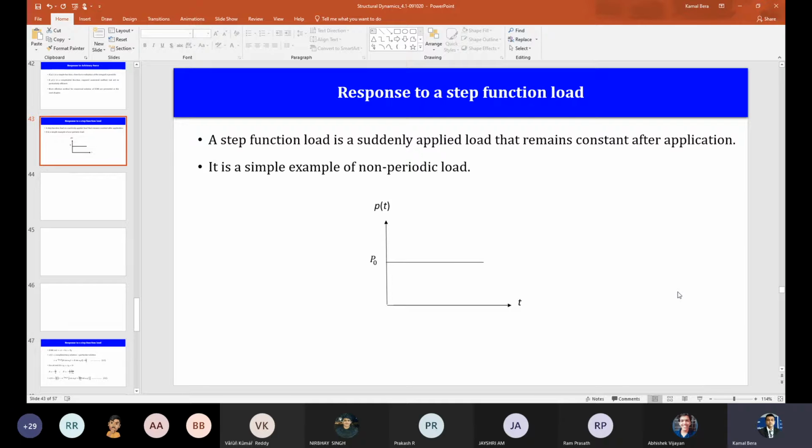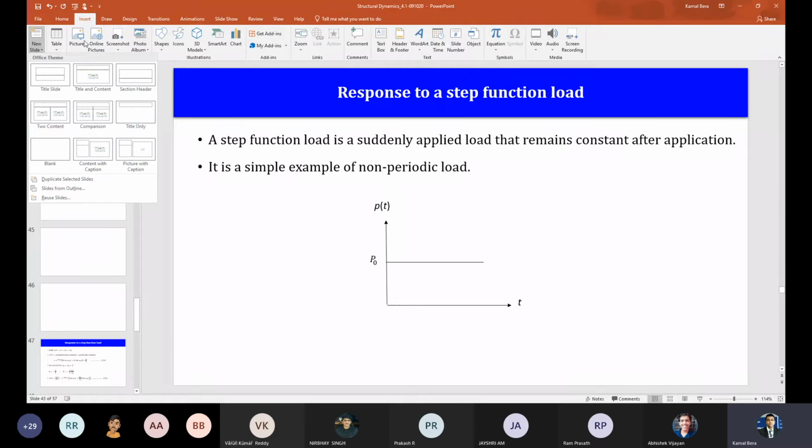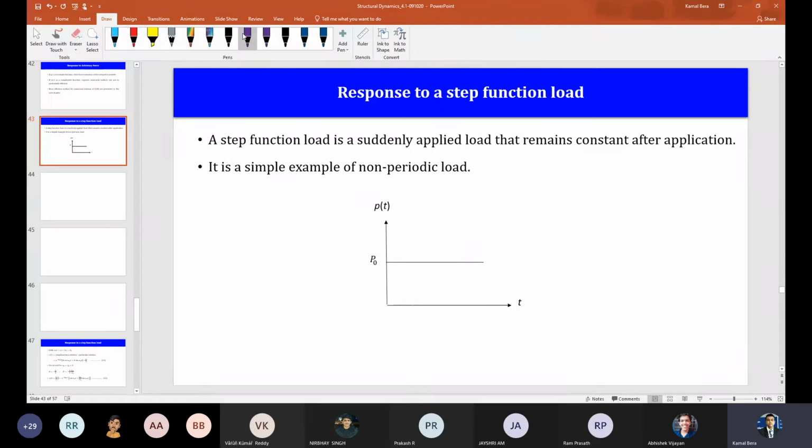Response due to step function mode. So first we will discuss the step function mode. What is step function mode? It is the simplest type of loading you can consider, a non-periodic load. Obviously, you can see from the figure that it is not repeating. The load is not repeating after a certain interval of time. So this is the simplest case of the non-periodic load.